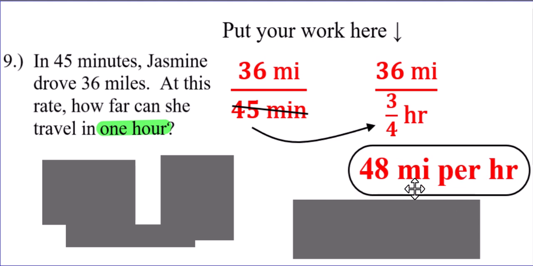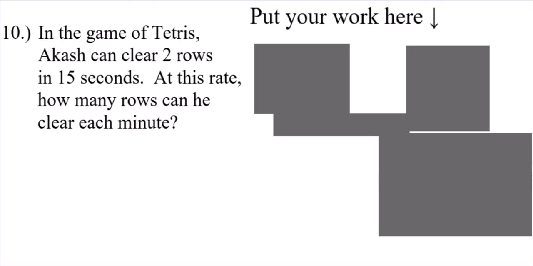You could also write that as MPH because that's a very common, universally used, well, American common used abbreviation for miles per hour. Problem number 10, we're now at the top of the last page. In the game of Tetris, video game fans, Akash can clear 2 rows in 15 seconds. He must be pretty good. At this rate, how many rows can he clear each minute?